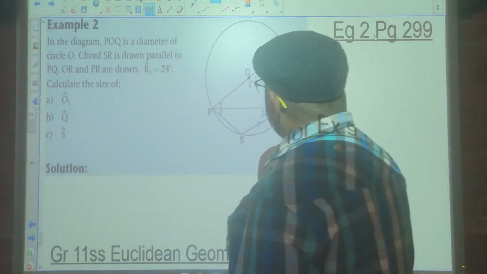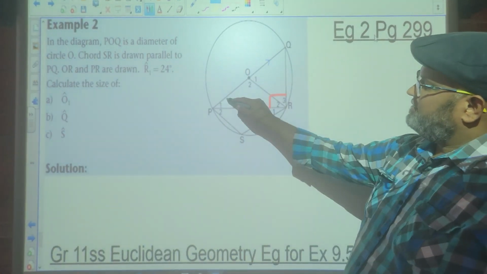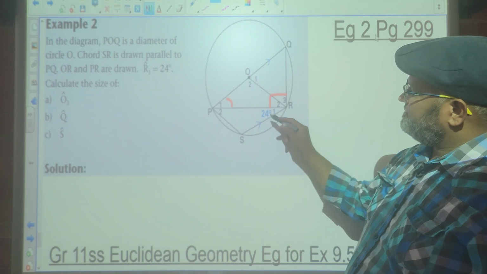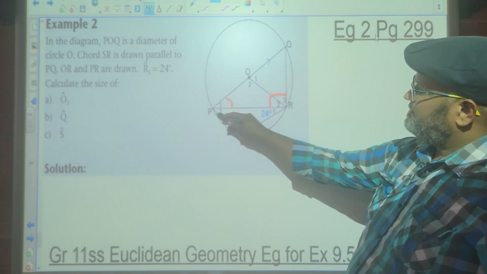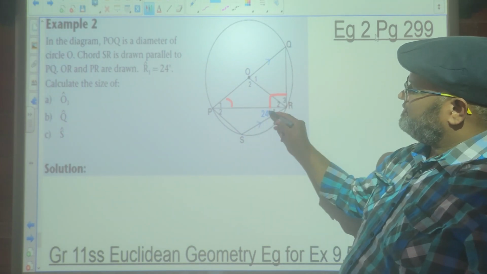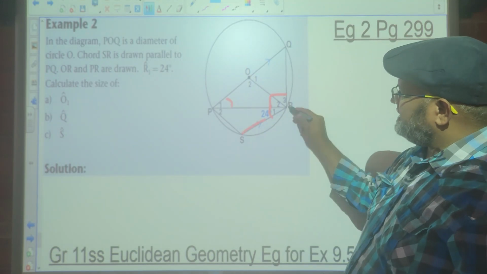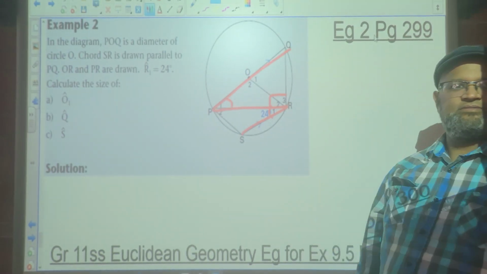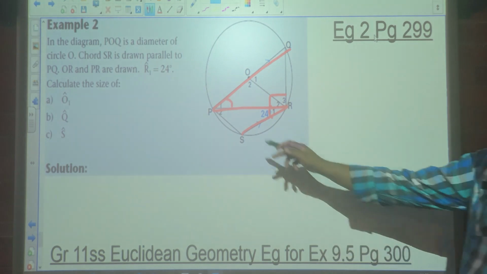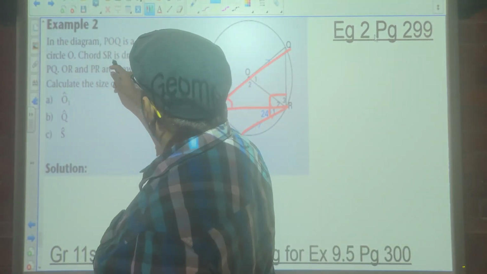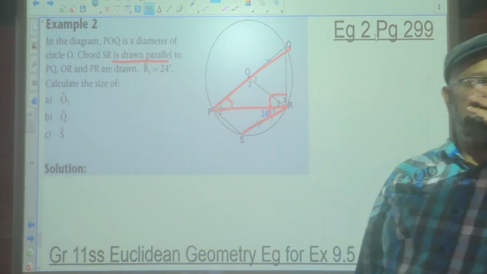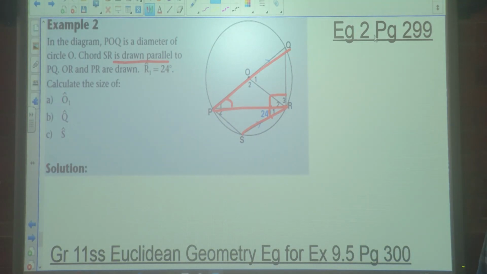People, if these lines are parallel, what do we know? P1 is equal to? Oh, the lines are parallel, alternate angles are equal. But why? Because they told us these lines are parallel. You see that, people? Then we are told that OR and PR are drawn. R1 is 24, calculate the size of O1.